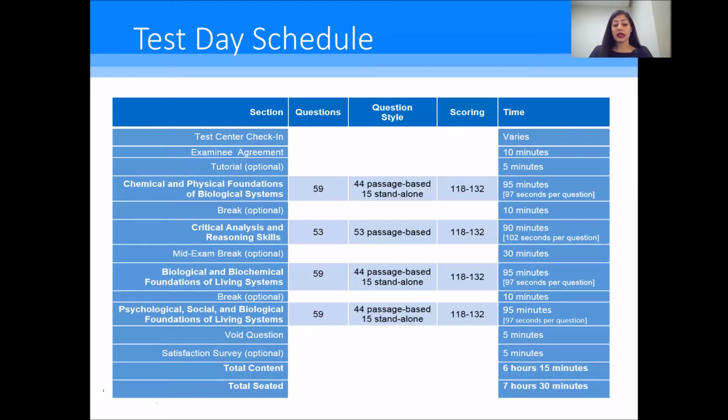Once that's done, there's an optional 5-minute satisfaction survey, and the AAMC does take a lot of this information into consideration, so I do encourage you to actually complete it. And then, after that optional survey, should you wish to complete it, you're finally done. So your total content time is 6 hours and 15 minutes, and your total seated time is 7 hours and 30 minutes. Now, again, just a disclaimer, this doesn't factor in the time that you require during check-in, which can range anywhere from half an hour to about 2 hours, okay? So just be prepared for that and take it into consideration when you're planning this day out.